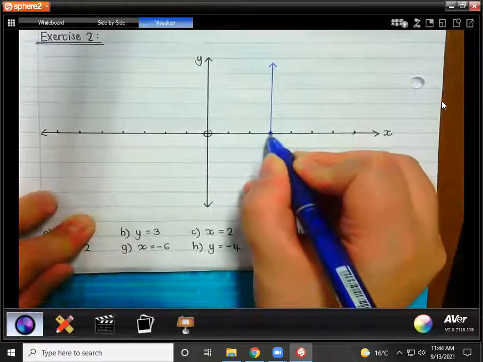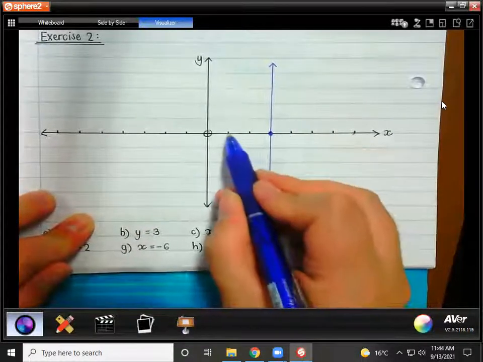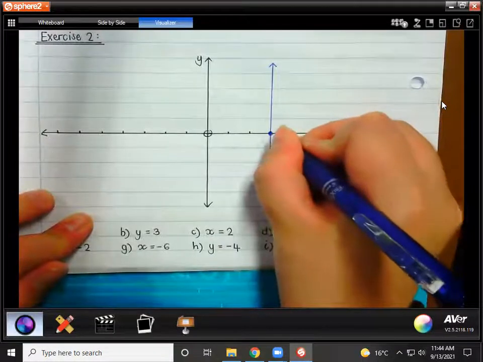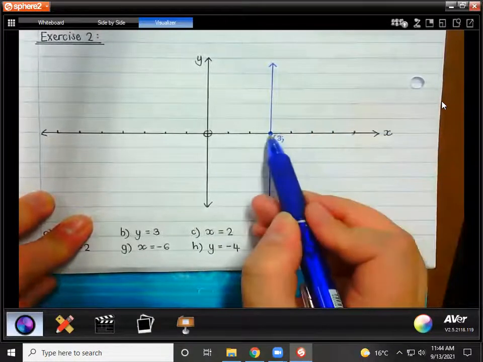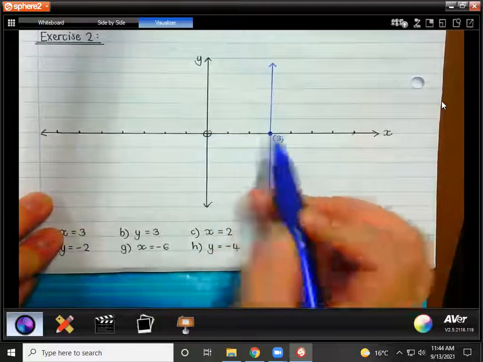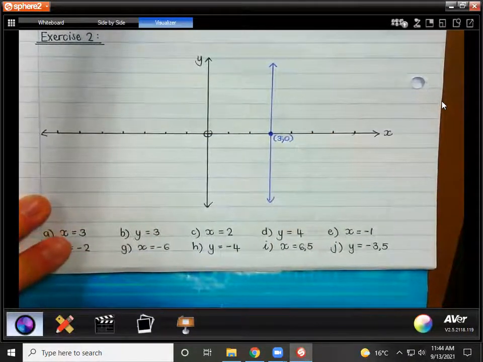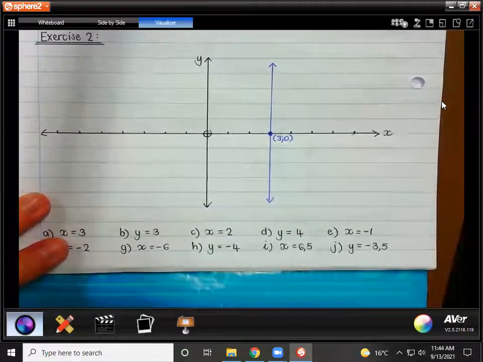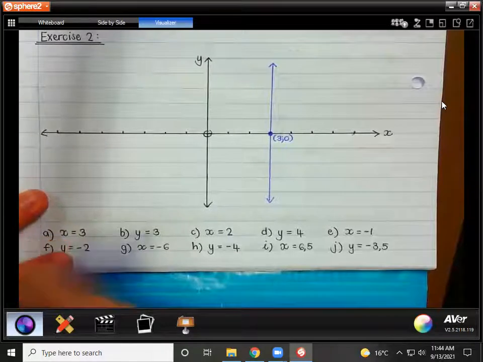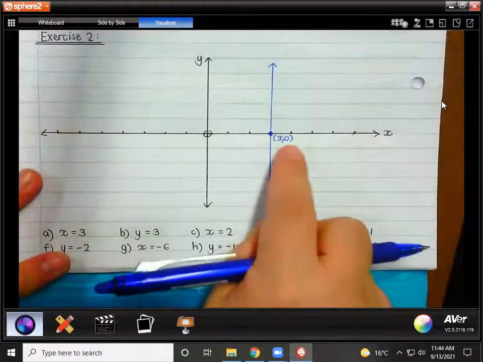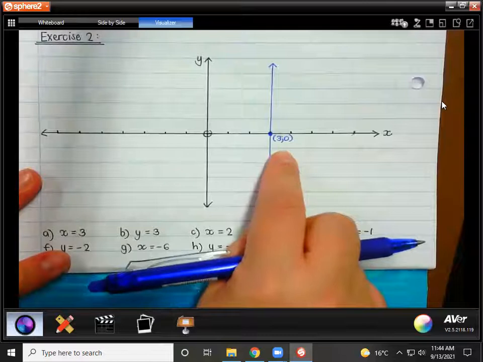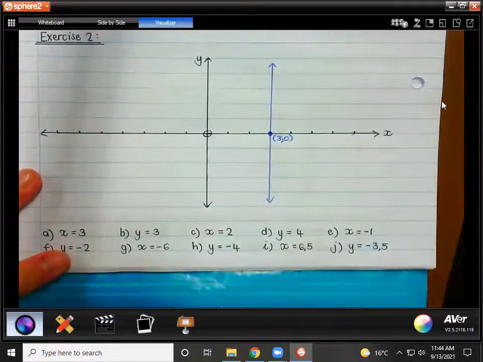What is the x value of this point? 1, 2, 3. So 3. And what is the y value of this point? It's in line with 0. So 3, 0. We're going to talk a lot more later on about points that you have to label on lines and so on. It is going to get a bit more complicated. For now, we're only putting that one that's on the axis, and we write the coordinates down.